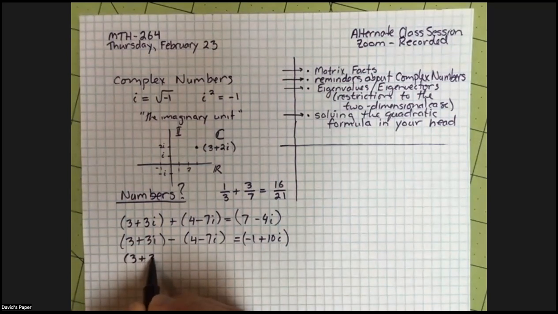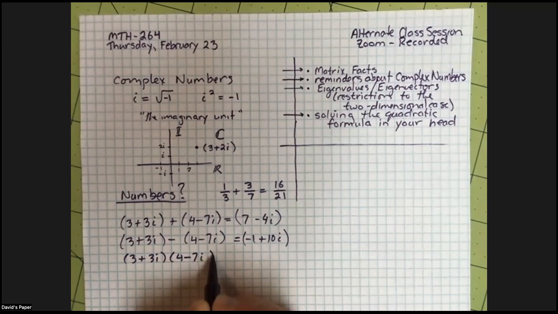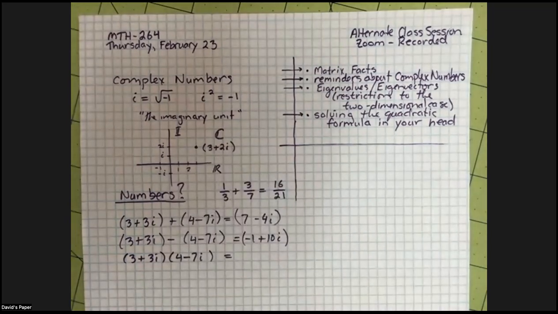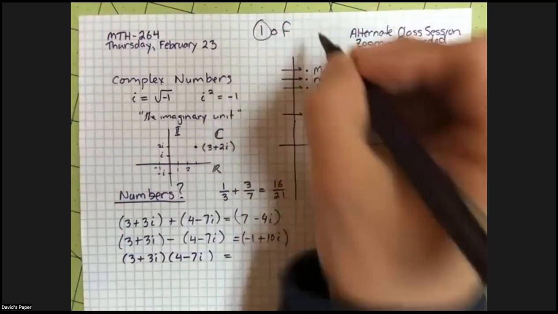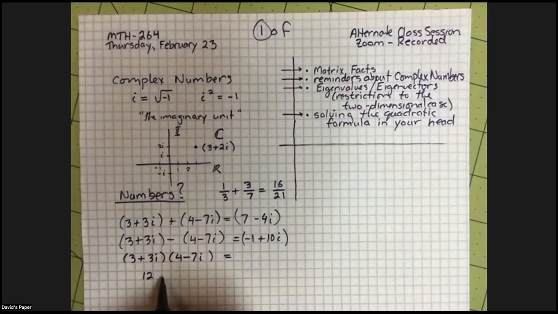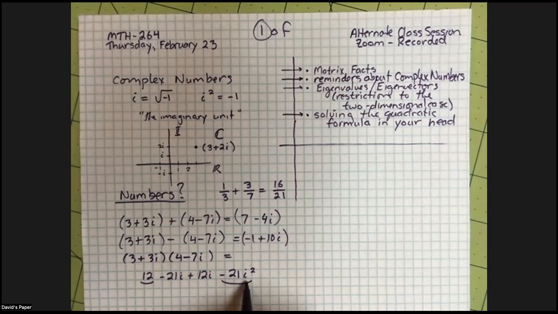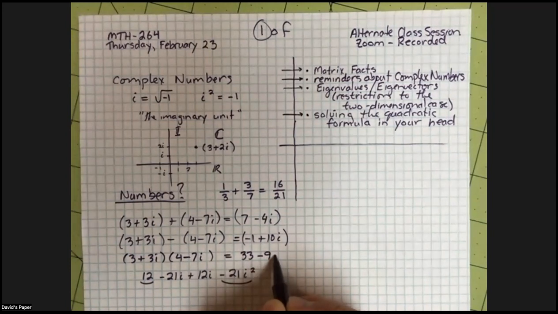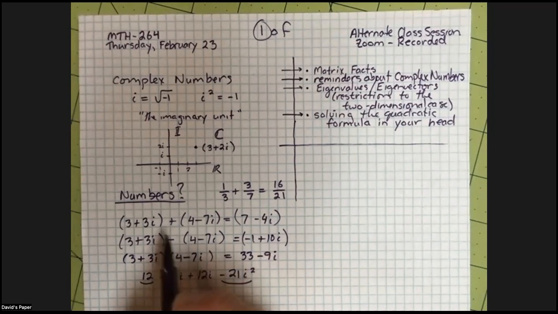You multiply them as, in a sense, you multiplied 3 plus 3x times 4 minus 7x. You multiply them by foiling. But the additional step you get when you foil these is that you realize that i times i, again, i squared, is minus 1, so that you can foil this out. 12 minus 21i plus 12i minus 21i squared, and then realize that the i squared is a real number, minus 1, so negative 21 times negative 1 is plus 21, plus 12, 33, minus 9i. So you can add, subtract, and multiply them.